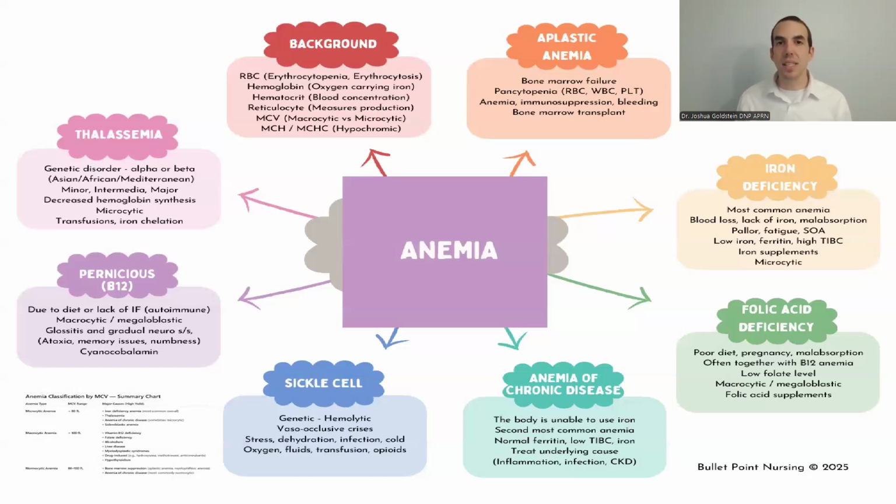Another big one that I see on tests is going to be glossitis. Glossitis is what's described as a big beefy tongue, and that's another sign of a patient that has B12 deficiency anemia. How is this treated? It's treated with a drug called cyanocobalamin, which is B12.